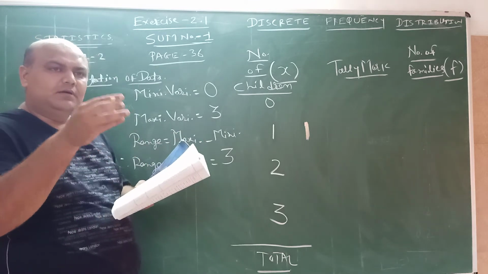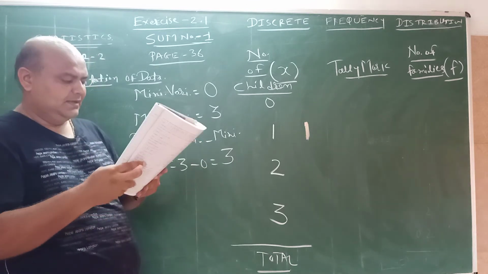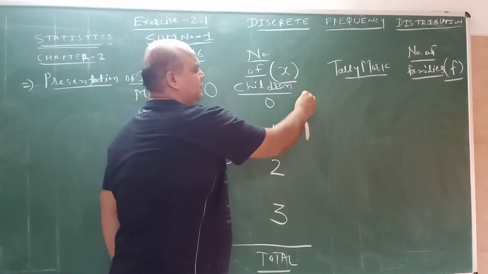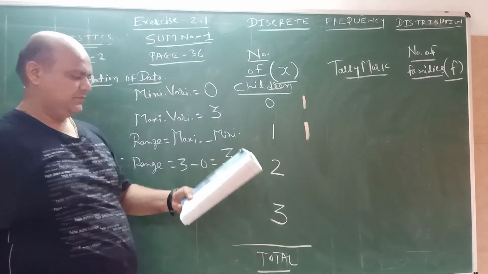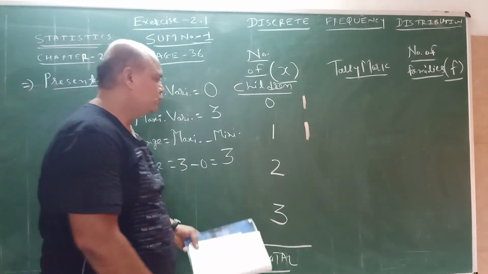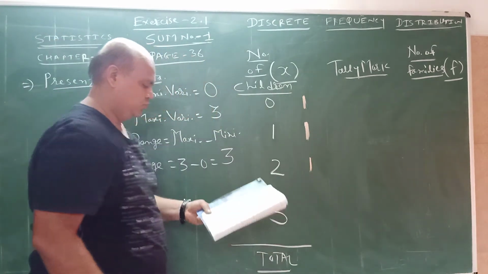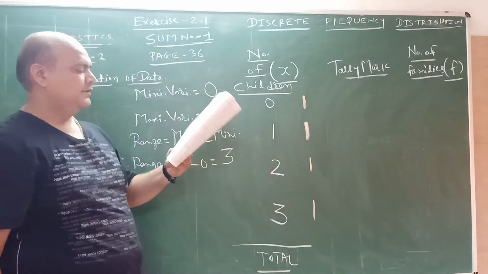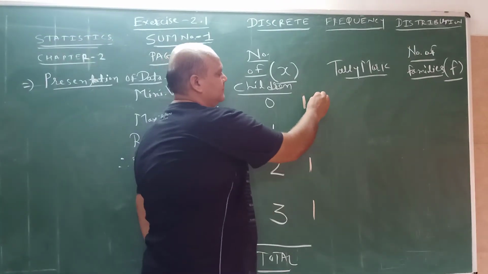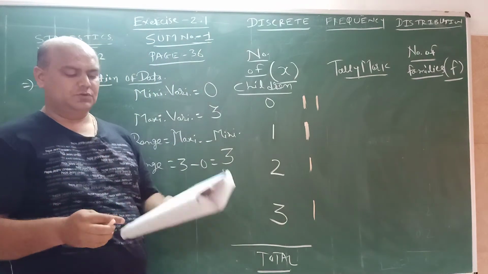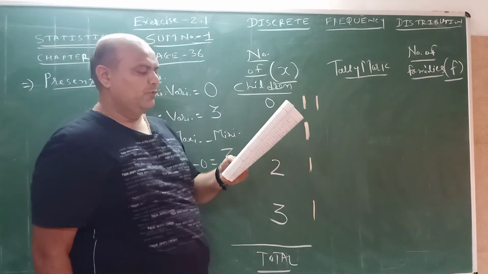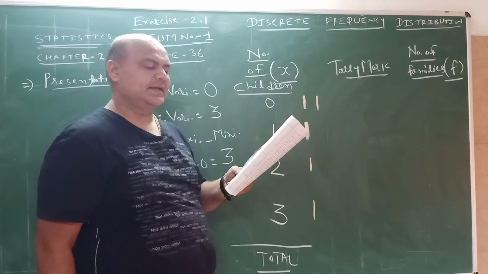I take column wise. After 1 it is 0. So I do tally mark at 0. Then 2, 3, 0. First column is over, my dear students. Now we move towards the second column.